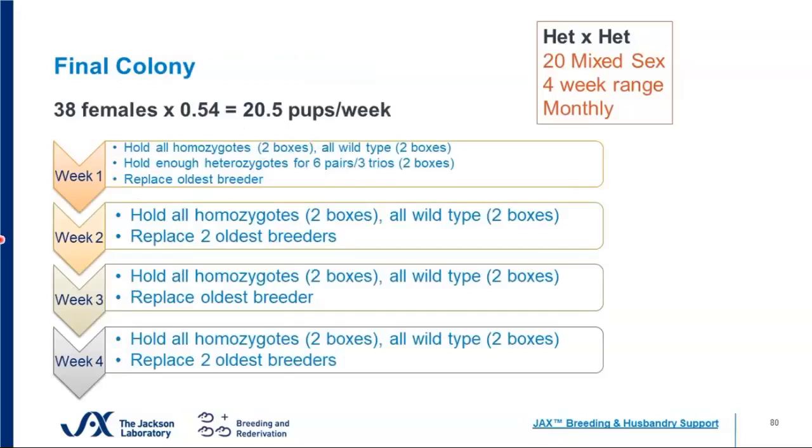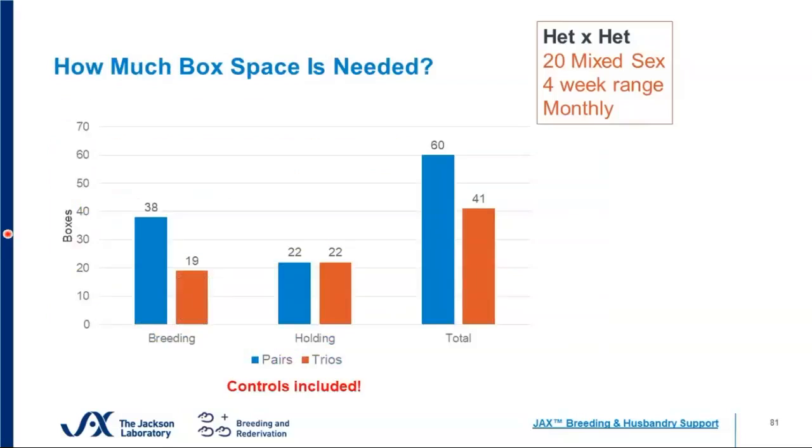And again, we can actually figure out how many boxes, so 38 pairs or 19 trios, 22 boxes for all of the holding, 60 total if we breed pairs, 41 if trios. And again, in this scenario, the controls are included, but this gets you just up to the cohort. You'll still need the space for the actual experiments.